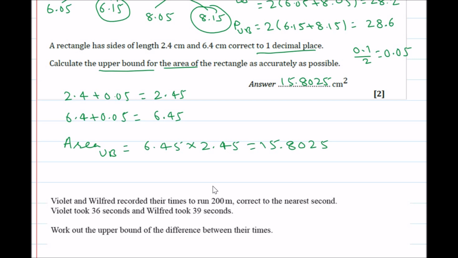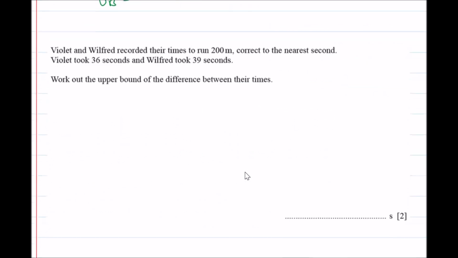Sometimes what happens is that students, when solving a problem like this, first find the area and then try to find the upper bound or lower bound. We should never do it like that. First we need to find the upper bound or lower bound, whatever is required, for the lengths of the sides, and then we need to put them in the formula for finding area or perimeter, whatever we require. Okay.